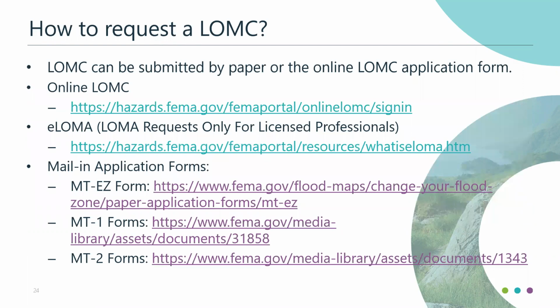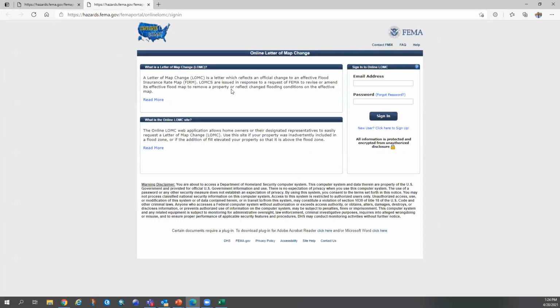So how do you request a LOMC? You can submit it on paper or through an online application form. I will bring up the online form so you can see it. So this is the portal that you would go to. You would need to create an account, but essentially all the forms and information that you would need are generally submitted through this online application process.